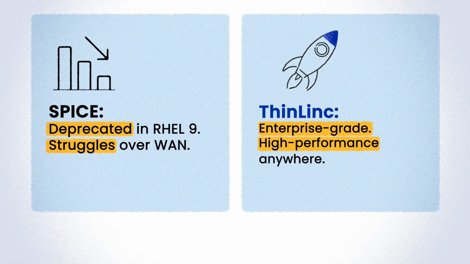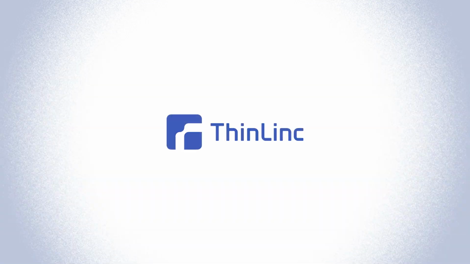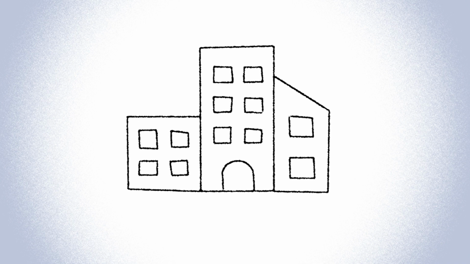On one side, you've got Spice. It's always kind of struggled over WAN. But on the other side, you've got ThinLinc. We're talking enterprise grade, built for high performance, wherever your users are. This is the decision that a lot of organizations are having to make, like right now.